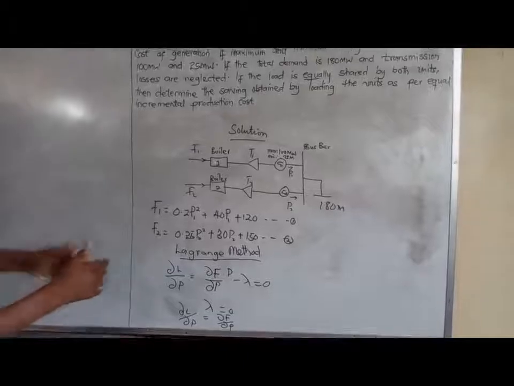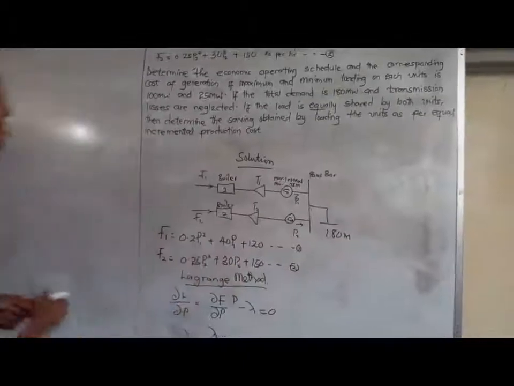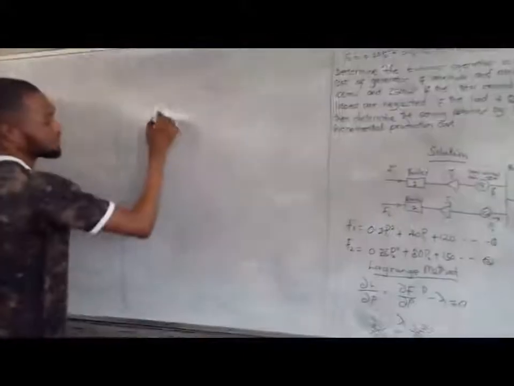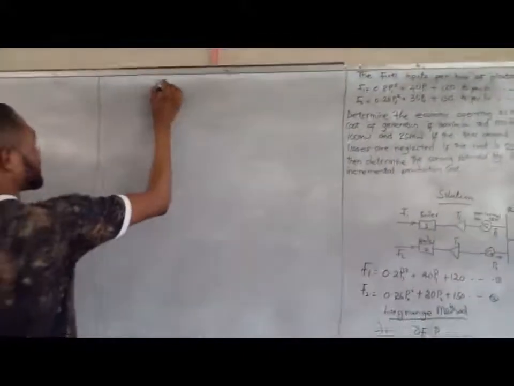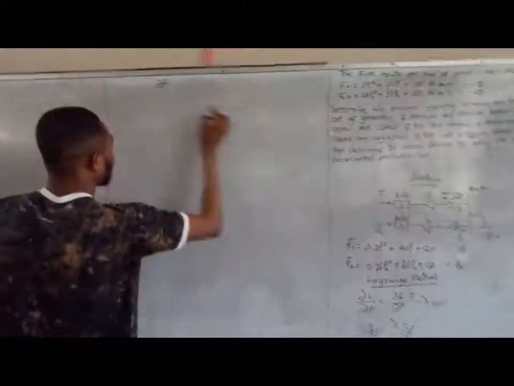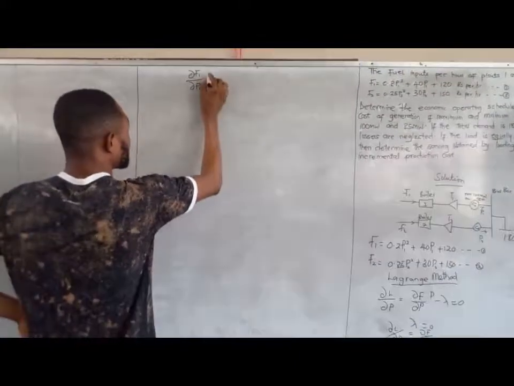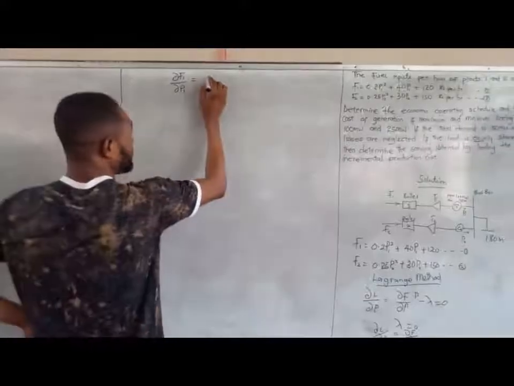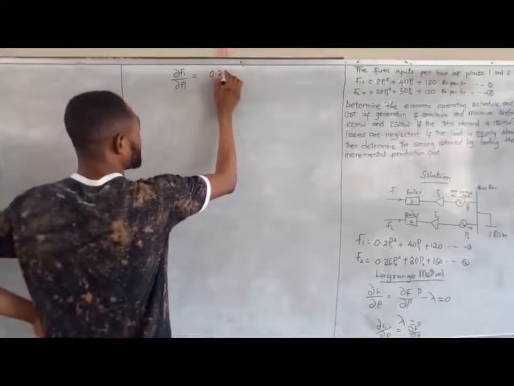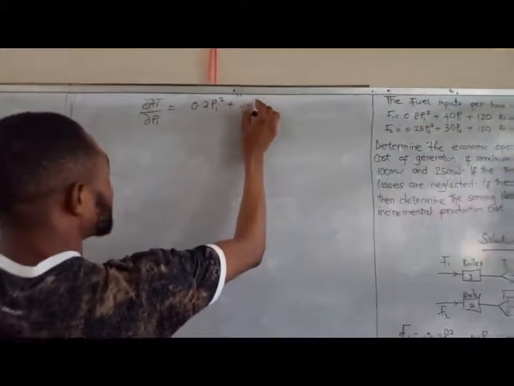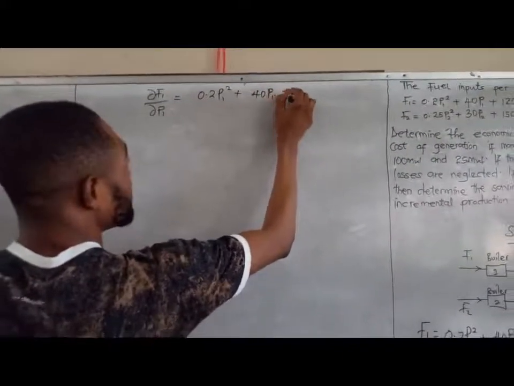Because it said the load is shared equally, applying this theorem, we can say that the differential of fuel 1 with respect to P1 will be equal to the derivative of 0.2 P1 squared plus 40 P1 plus 120.